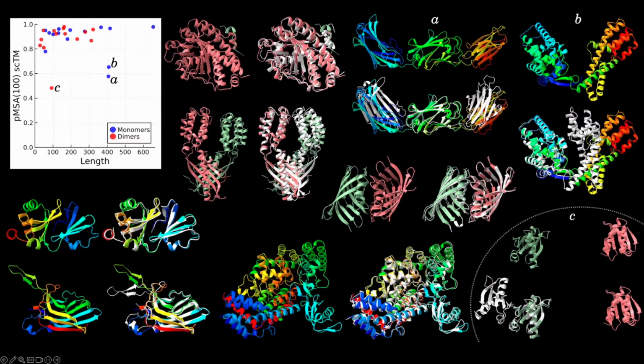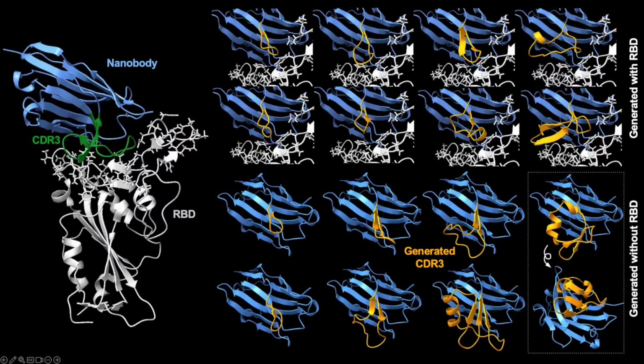It's using them appropriately. This is if you ask it to generate a CDR3 conditioned on the RBD, receptor binding domain, from SARS-CoV-2. So you condition on the blue part of this nanobody, delete the green bit, add a single state, and say sample that.